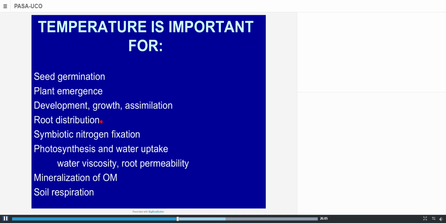But temperature also affects very much the symbiotic nitrogen fixation of legumes. It affects photosynthesis and also water uptake. Why? Because it affects water viscosity, and we also know that it can affect the root permeability. Temperature is also important to determine the rate of mineralization of organic matter in the soil and also for soil respiration. So, temperature is very important for soil processes and crop processes that determine crop productivity.